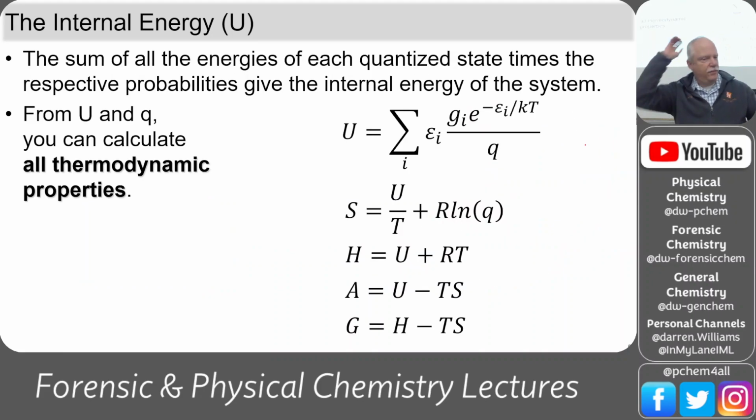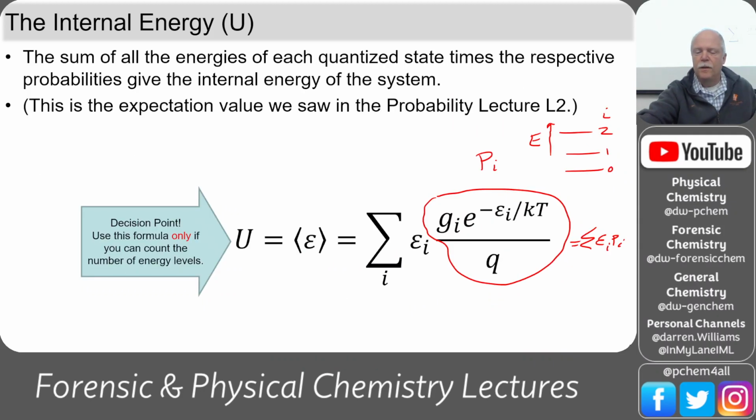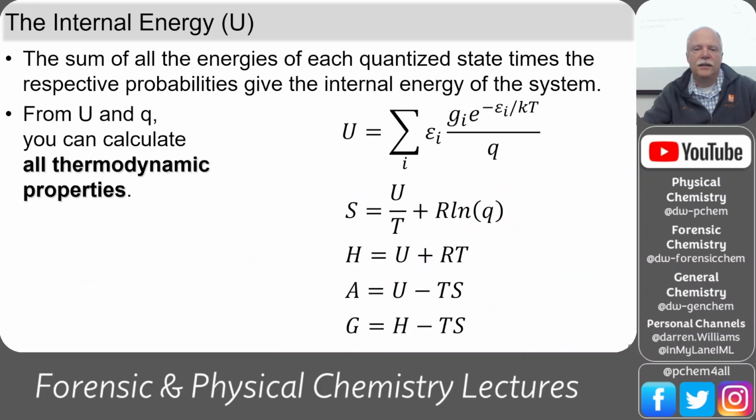So this is USHAG. We asked last time, what is USHAG? Okay, so USHAG: the internal energy is U, the entropy is S, enthalpy is H, and the Helmholtz energy is A, and then Gibbs energy is G.